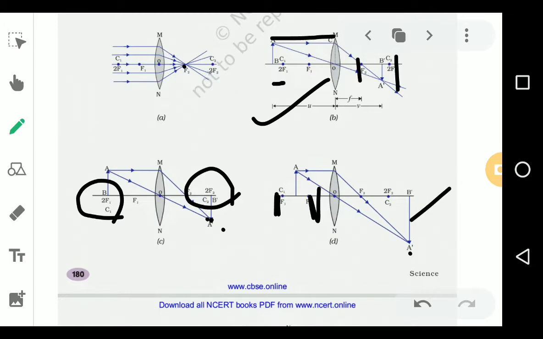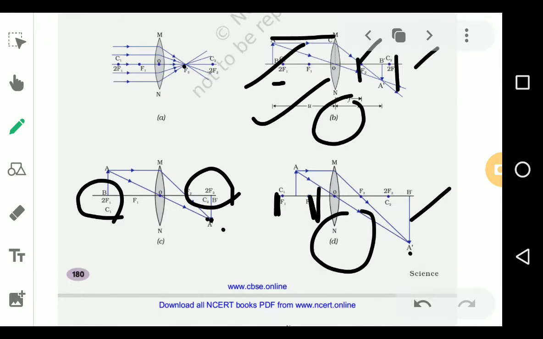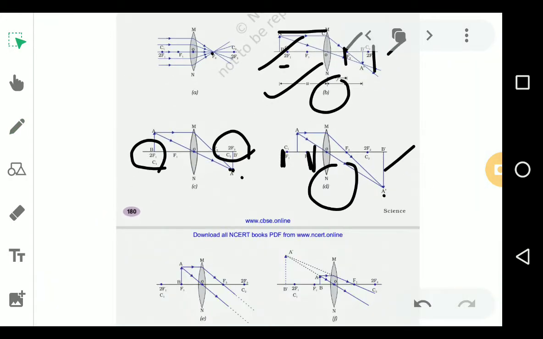If you are taking the object beyond 2f1, then you will be getting the image between f2 and 2f2. Just the B and D are opposite of each other. Okay, so next we'll see where the image is. Now the image will come a little more nearer. So previously in the D figure it was present between 2f1 and f1. Now it will be present right at f1.